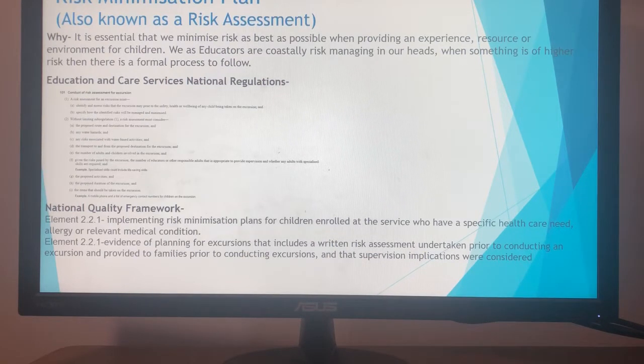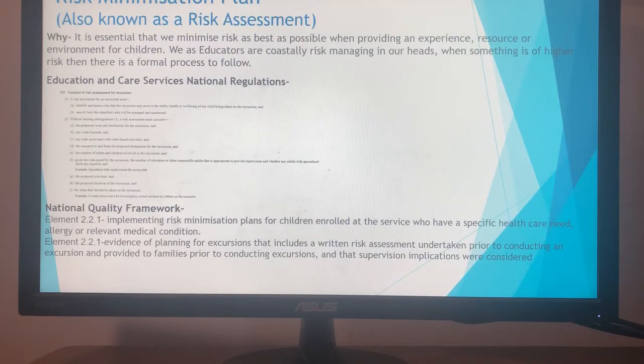So if we're having a look at the national regulations, the only regulation it does state is that we need to have a risk assessment conducted for an excursion, but it is also our duty of care and the law that we keep children protected at all times. The National Quality Framework, Element 2.2.1, implementing risk minimisation plans for children enrolled at the service who have specific healthcare needs, allergies or relevant medical conditions.